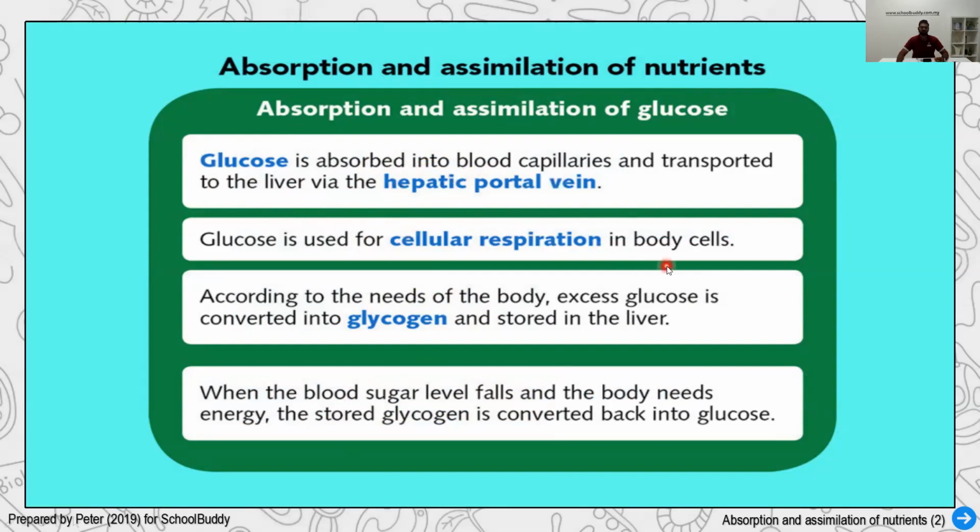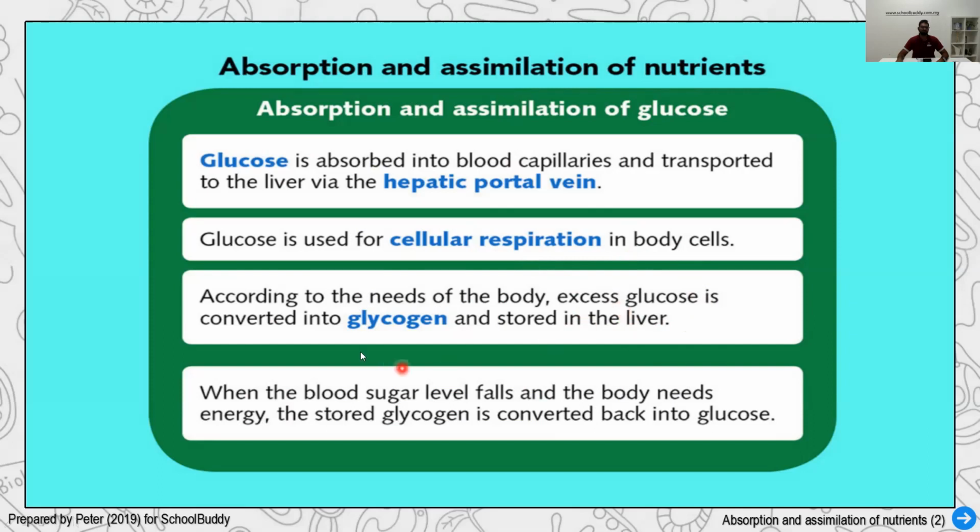For example, if a person is running and needs more energy, glucose will go to the muscles, where cellular respiration is going to take place in the mitochondria of the muscle cells, and then basically produce more energy. If there's a lot of glucose available, in case you're taking a lot of food rich in carbohydrate, the body will not require it.